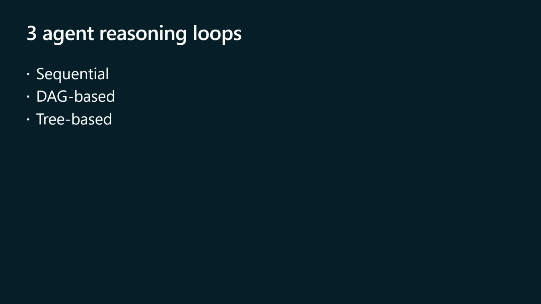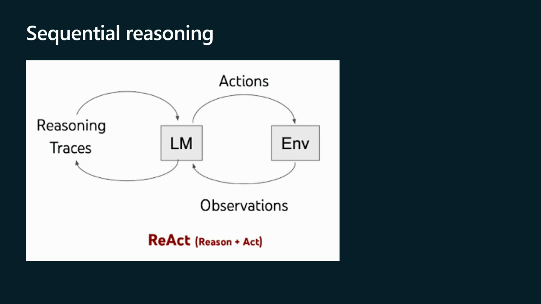There are 3 types of agentic reasoning loops that I'm going to talk about today. There are lots more than that around. I want to talk about sequential, DAG-based, and tree-based reasoning. These also live on a spectrum from the simplest and the cheapest in sequential to the most complex and expensive variant. So let's talk about sequential.